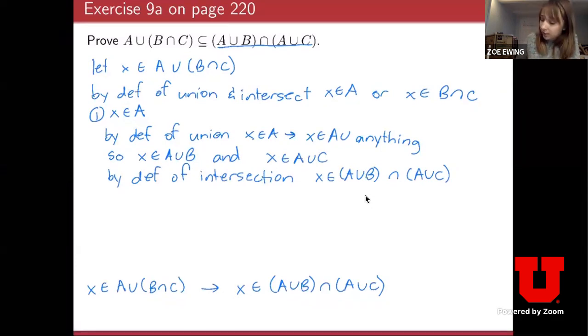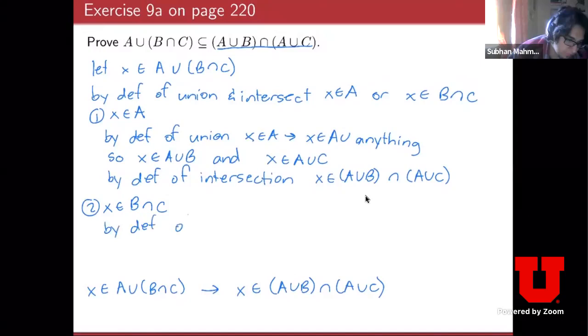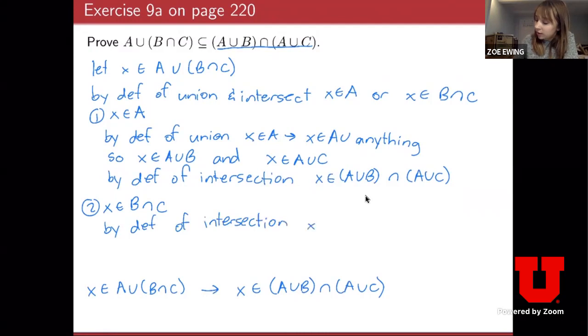We're not done, we still have that second case, which is that X is in B intersect C. So what can we say about X? By definition of intersect, X is in B and C. So by definition of intersection, X is in B and X is in C. And this is basically the same property that we applied right here. We're just going the other way. So we've got X is in B, X is in C.